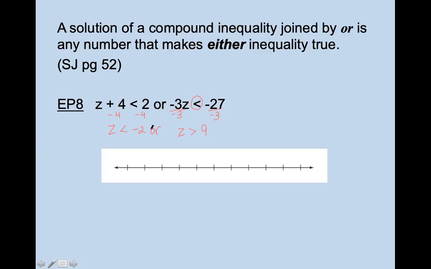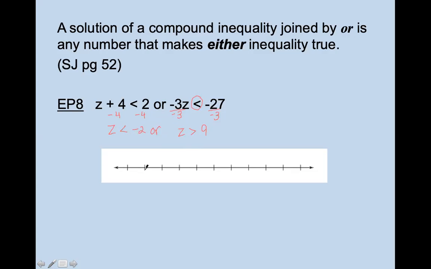And if you notice, a number can't satisfy both of these. It can't be both bigger than 9 and less than negative 2. So that's why we have the word or. It's got to be one or the other, because there isn't an overlap in between these two.